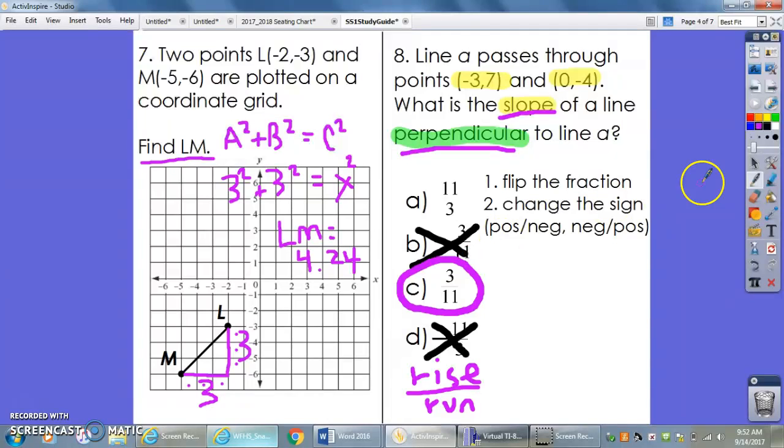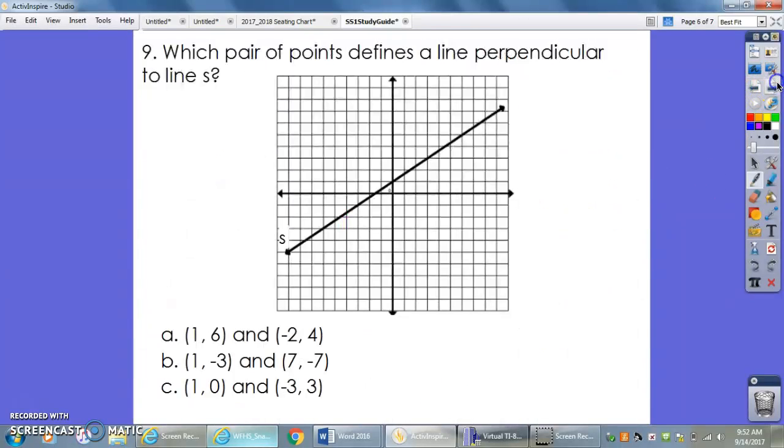All right. Next, number 9. Which pair of points defines a line perpendicular to line S? Okay. So here's line S. It's already graphed for me. Now, if I want to find the slope, I'm going to have to find the perfect points. Find 2, that's fine. There's usually more than that. But any 2 points that you use to count, you're going to find the correct slope. So I'll just use these 2.